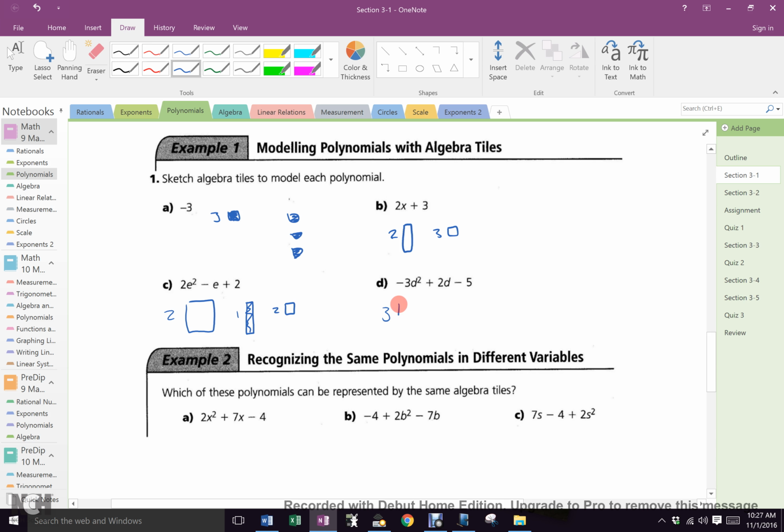3 big boxes, 3 big guys, colored or not? They're colored. 2 bars, and 5 colored little guys. Is everybody good? Good. Okay.